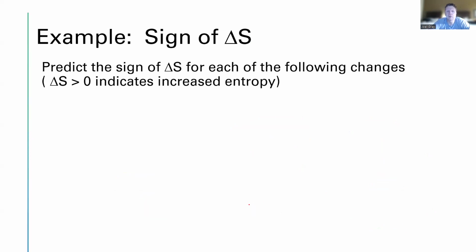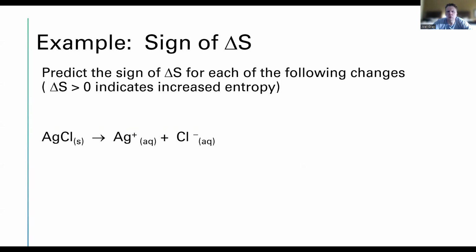Now, next up is the sign of delta S. Predict the sign of delta S for each of the following changes. Delta S of greater than 0 indicates an increased entropy. So we have AgCl as a solid going to Ag+ and Cl-. So that's silver chloride going to a silver ion and a chloride. So that's one solid going to two aqueous ions.